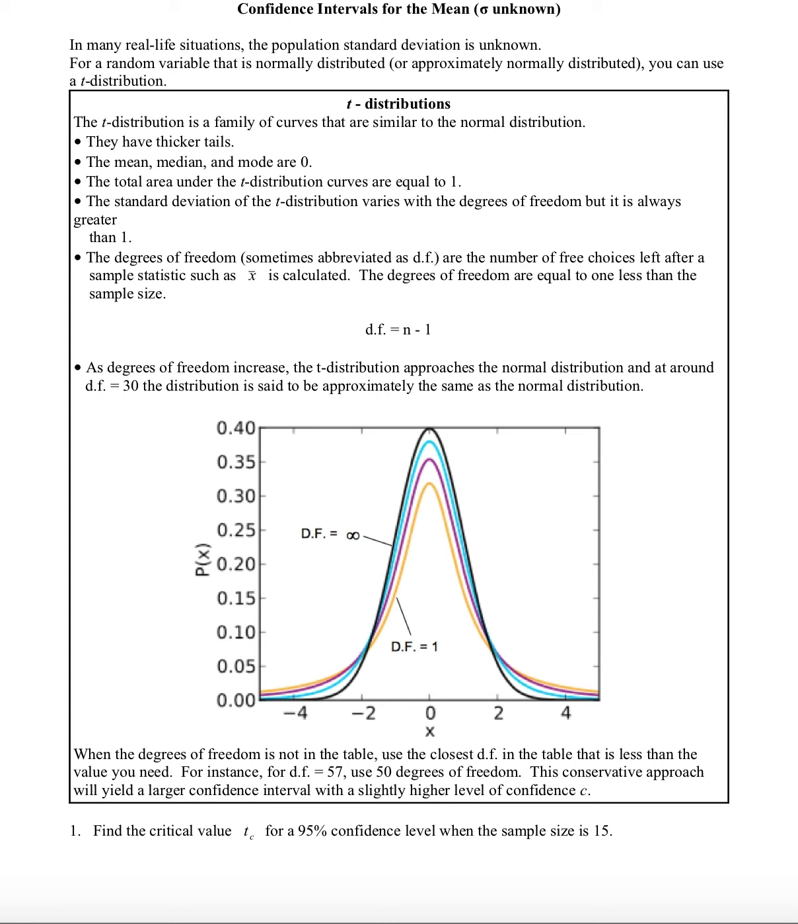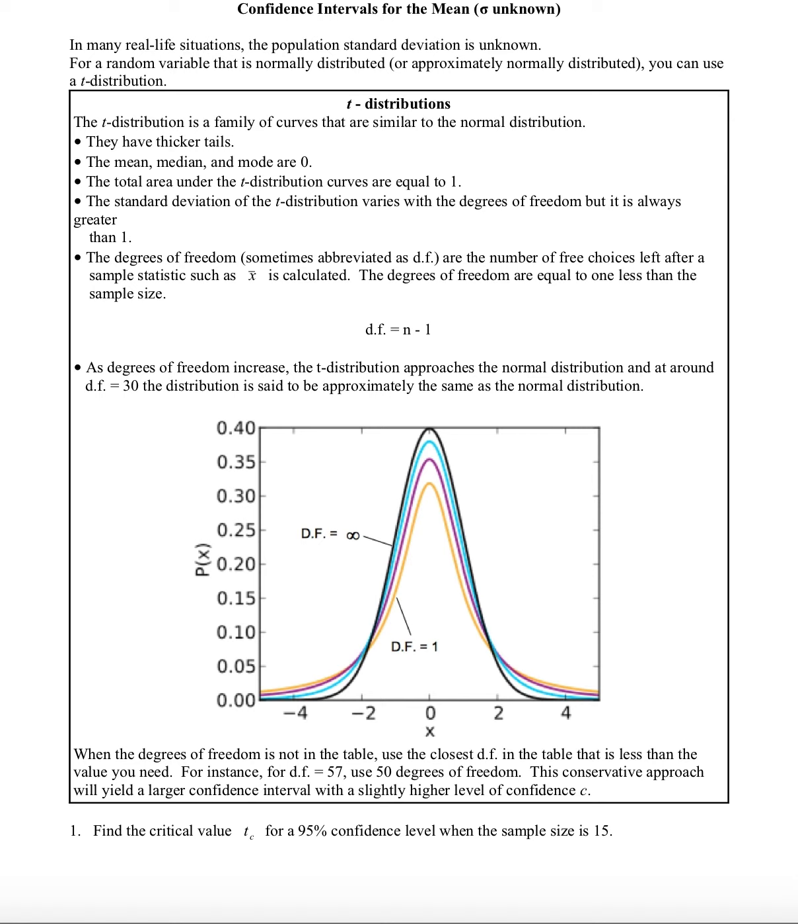A t-distribution is a family of curves, not just one normal curve. These curves are similar to the normal distribution, but they do have thicker tails. One thing they have in common with the normal distribution is the mean, median, and mode are all in the center at 0. Total area under the curve is still 1. And the standard deviation of the t-distribution will vary with the degrees of freedom, but it's always greater than 1.